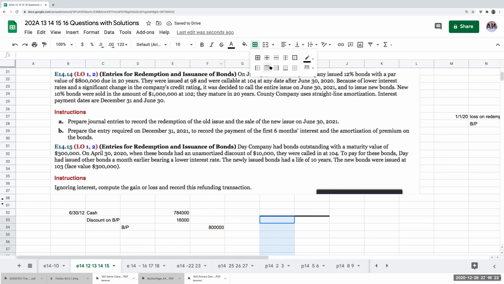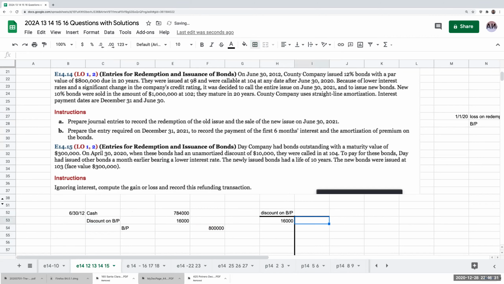So let's take a look over here at our discount on bonds payable. Our discount on bonds payable was initially $16,000. This was on June 30th. And they're callable at 104.